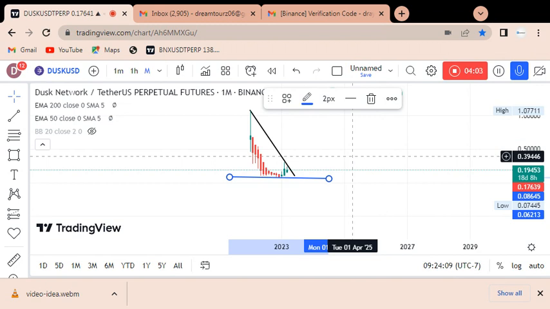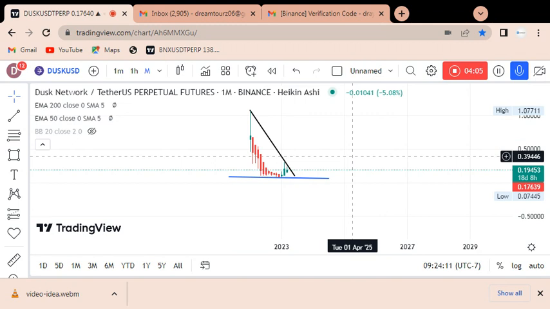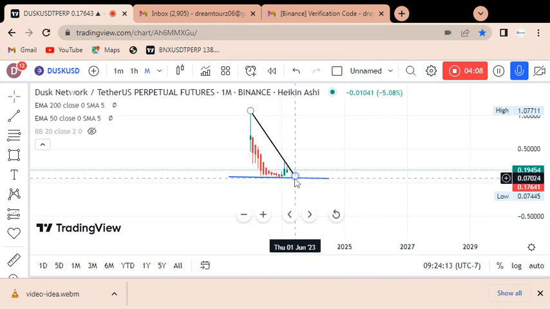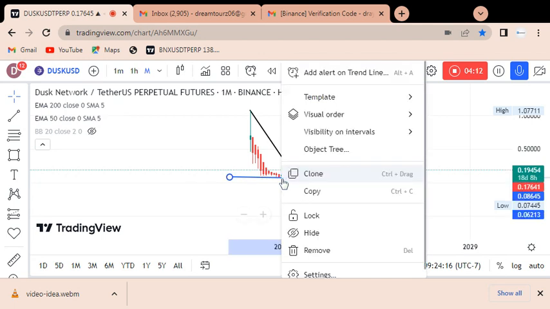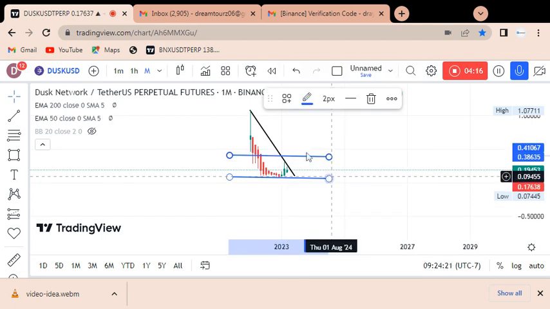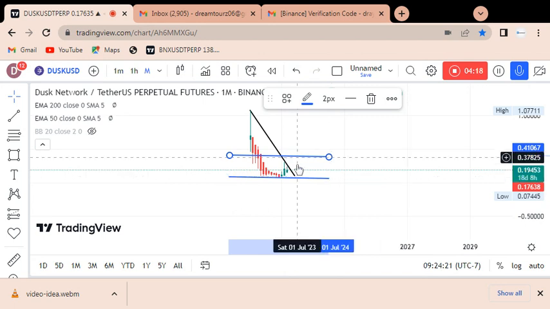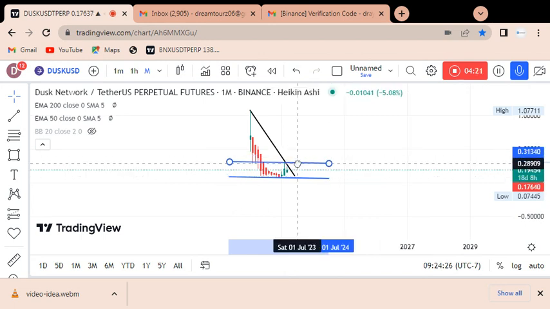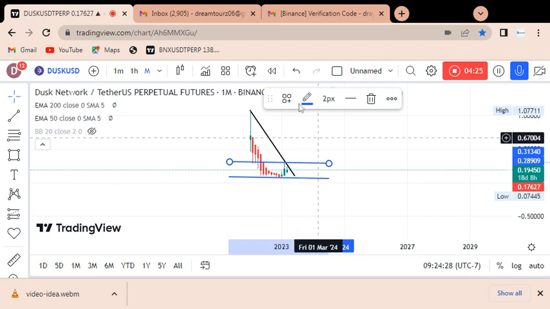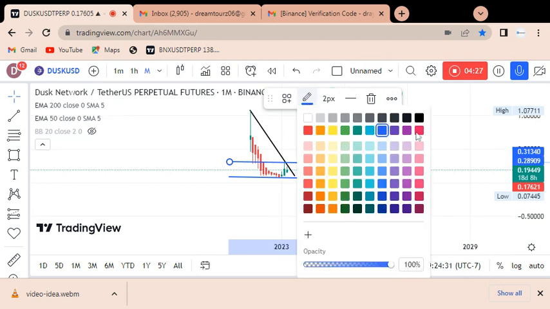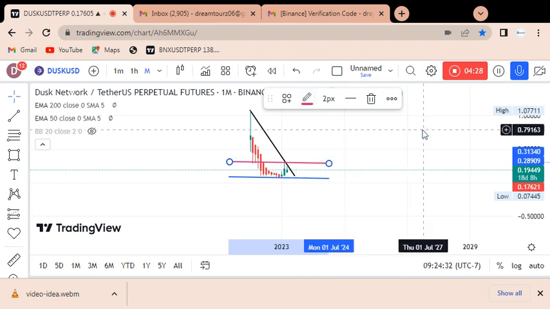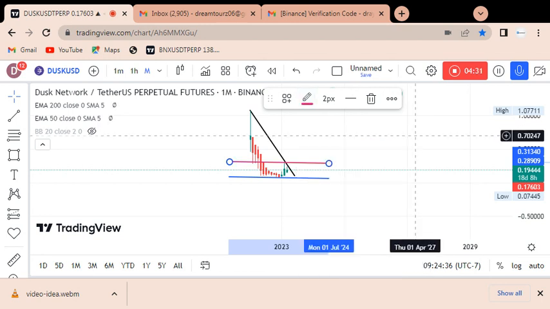Let me clone this. Now this is our recent resistance on the monthly time frame. I'll change the resistance line to red. Support is blue, resistance is red, and the trend line is black.